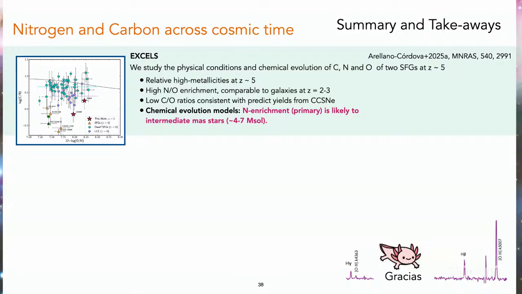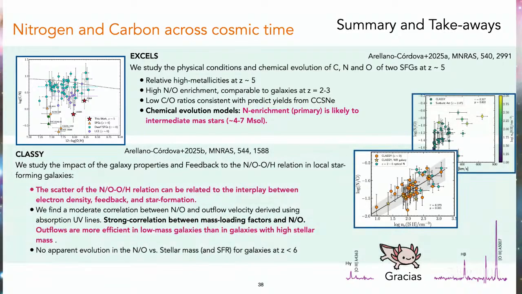And for CLASSY, we have more information. We still want to do other things, but I think the main message here is the strong correlation we find with the outflows, and the interplay with the star formation, density, and the gas. And we don't find any apparent evolution. And for the alpha elements, there is also a lot of work to do. So yeah, thank you.